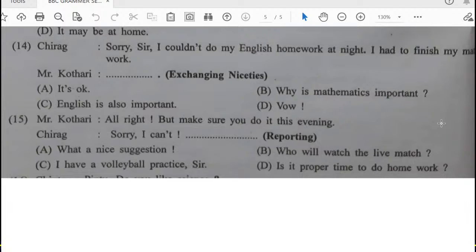Option A, what a nice suggestion. B, who will watch the live match? C, I have a volleyball practice. And D, is it proper time to do homework? So we have to do reporting. So no A is right answer, no B is right answer, no D option right answer. But for reporting, the option C, I have a volleyball practice is the right option.